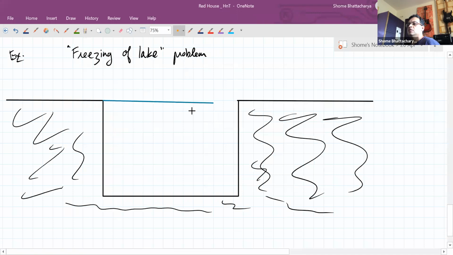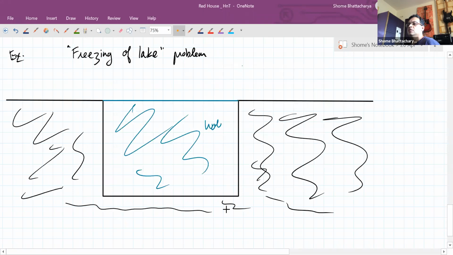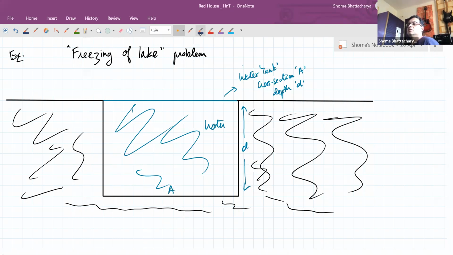So let's say initially we have water, and just for calculation purpose, we are assuming that our lake or pond or whatever is a regular shaped tank. Okay, so this is a water tank, an artificial pond or something like that, which has a uniform cross section A and a depth D. So this depth here is D, and this cross sectional area here is A. Okay. Now initially it's all water. There's no ice.